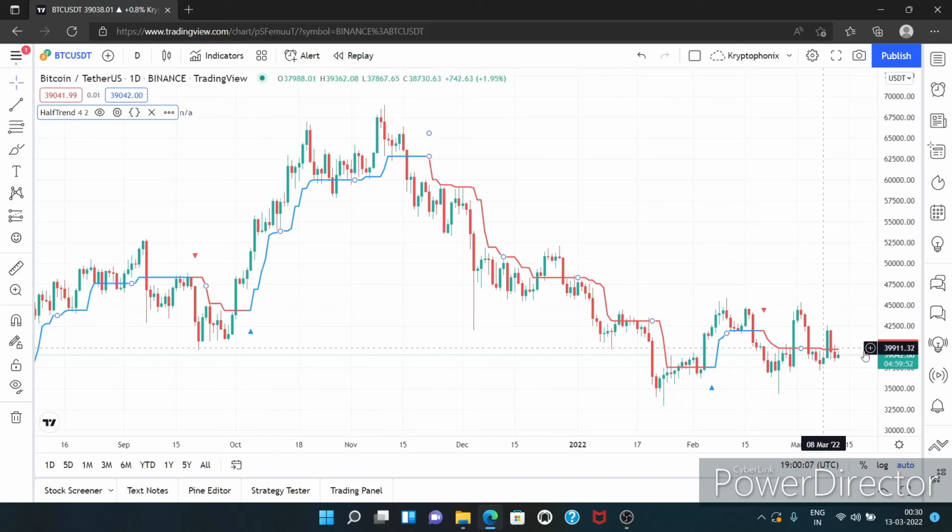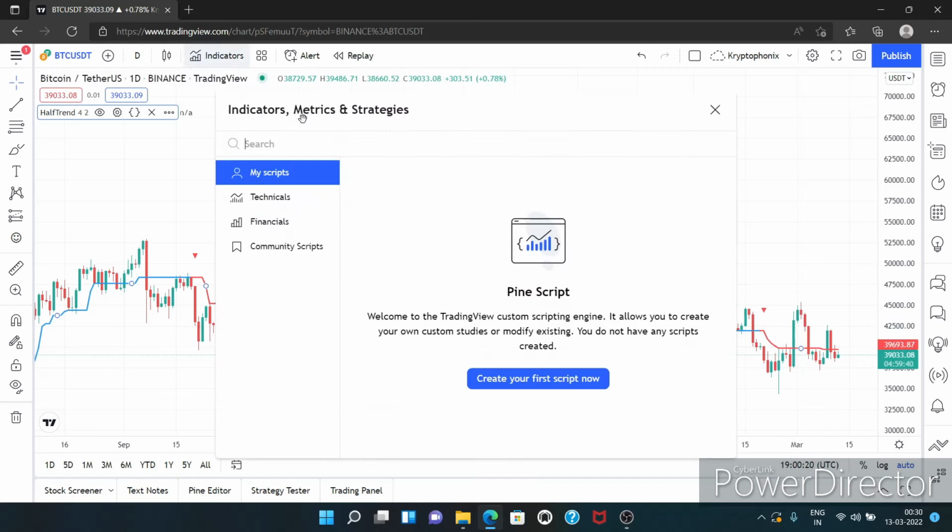So how do we filter the trades? How do we find the profitable ones? How do we nullify the false signals? For that, what we'll be doing is we will be using RSI.